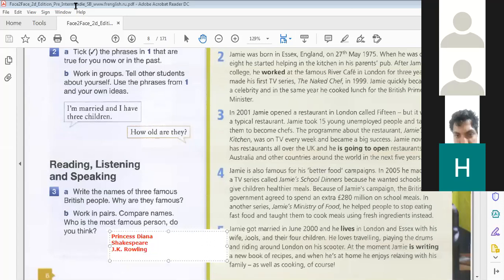Who else do you think? Adele, I think. Adele is quite famous. Is she an actor or a singer? A singer, yes. I think she's a singer. She's quite famous. Yes. I agree. She's a good choice. Who else? Let's think of two others.